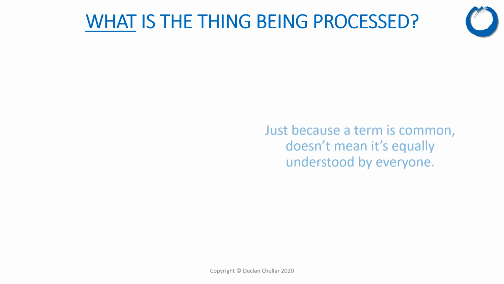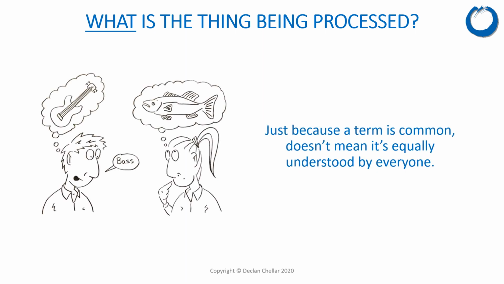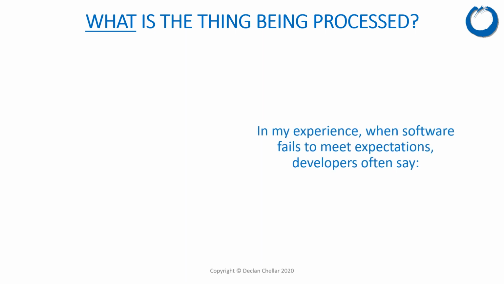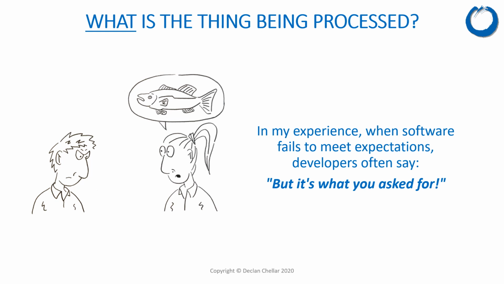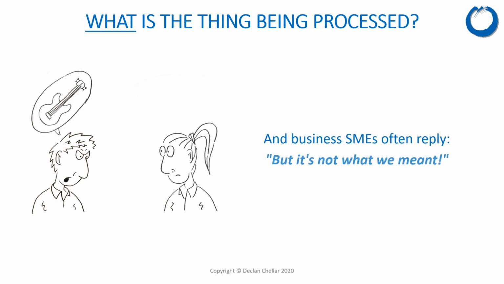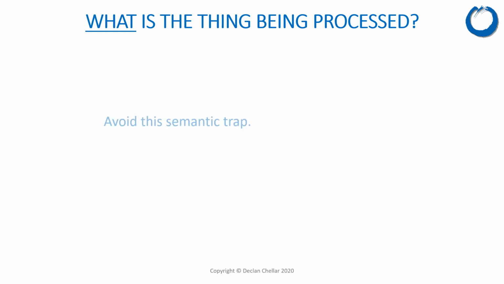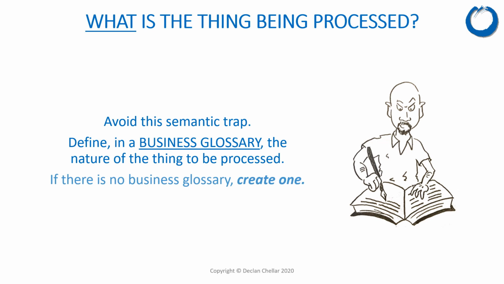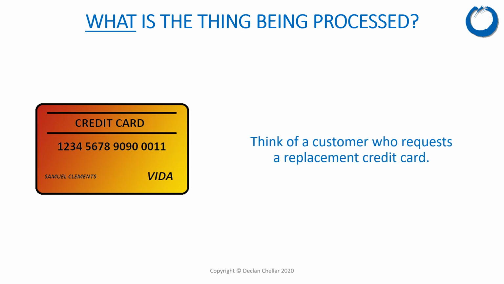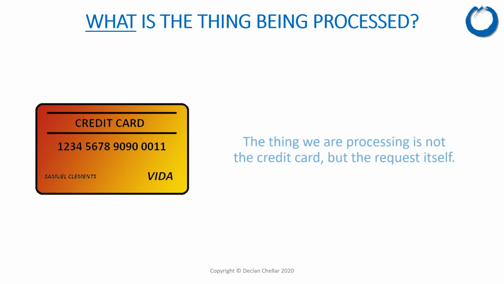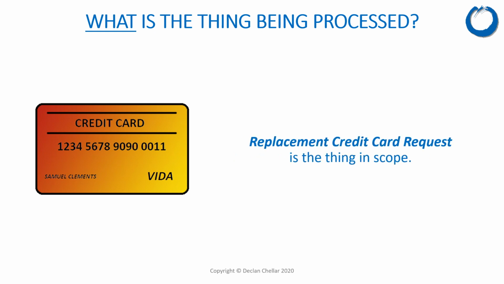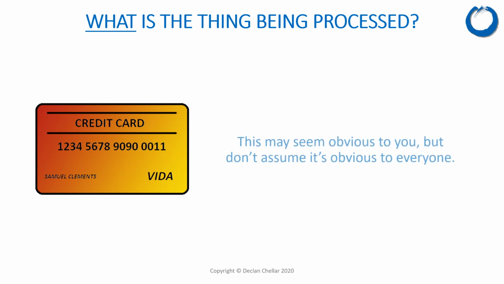Just because a term is common doesn't mean it's equally understood by everyone. In my experience, when software fails to meet expectations, developers often say, "But it's what you asked for." And business SMEs often reply, "But it's not what we meant." Avoid this semantic trap. Define in a business glossary the nature of the thing to be processed. If there is no business glossary, create one. Think of a customer who requests a replacement credit card. The thing we are processing is not the credit card, but the request itself. Replacement credit card request is the thing in scope. This may seem obvious to you, but don't assume it's obvious to everyone.